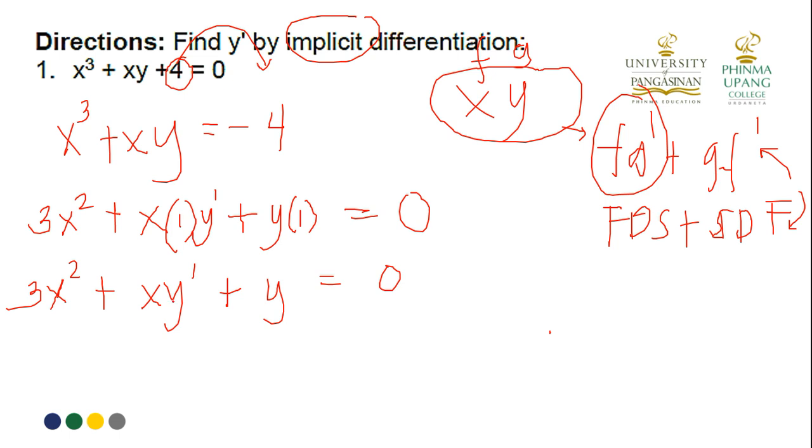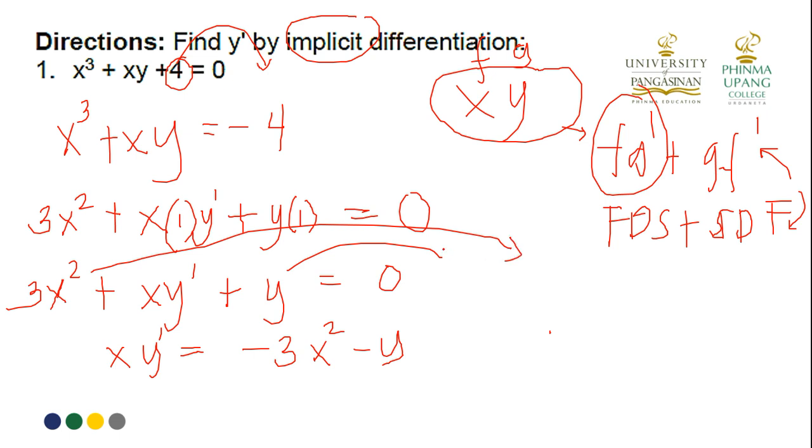Then kapag ganito na, palagi nating i-isolate yung may y prime. Tandaan. Palaging i-isolate yung may y prime. Then the rest, syempre, ilipat mo na sa kabilang side. Yung 3x squared, sir, ililipat ko ba? Yes. Yung y ba, sir, ililipat ko ba sa kabila? Yes. Okay, so magiging negative 3x squared minus y.